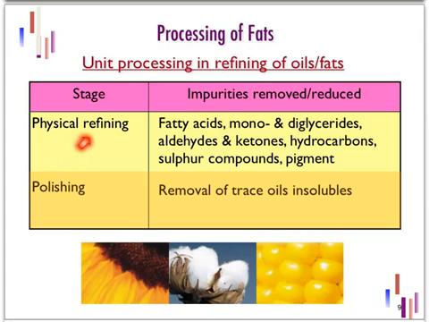In physical refining, the impurities removed during the refining process are also fatty acids, mono- and diglycerides, aldehydes and ketones, hydrocarbons, and so on. These are basically the same components that will be removed if we use a chemical refining process. And another step typically used in the refining is called polishing. Basically, the objective is to remove as much as possible the insolubles, the trace oil-insoluble material, from the oil.